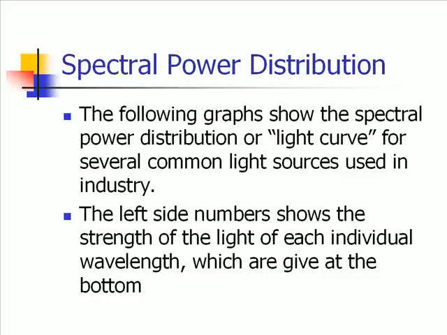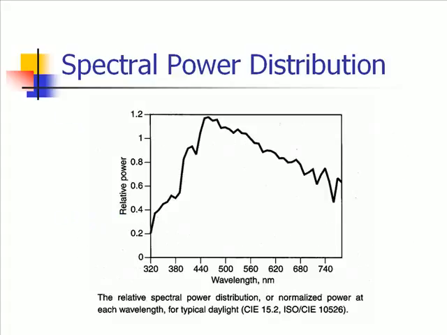This is the graph for the relative power distribution for typical daylight. It's called CIE 15.2. This isn't real daylight, it's simulated. But what it shows is, from about 400 to 700, you can see that there's more energy in the blue part of the spectrum in this light source than there is in the yellow-red part of the spectrum. So if we go in the lab and look at our light booth and put the daylight on, this light source would look bluer than the other light sources. There's more blue light present in it.